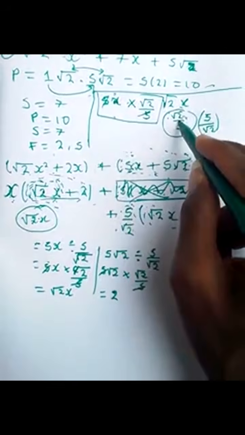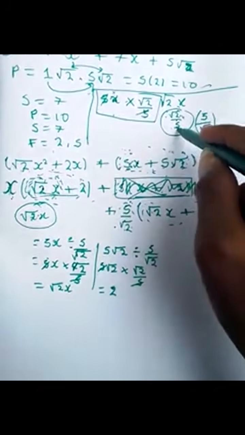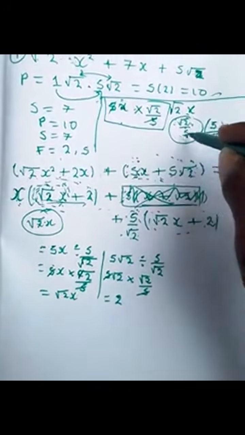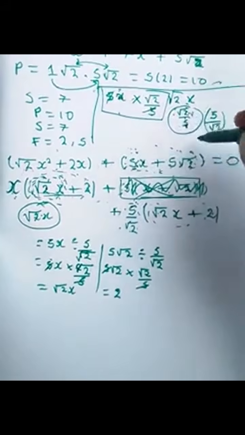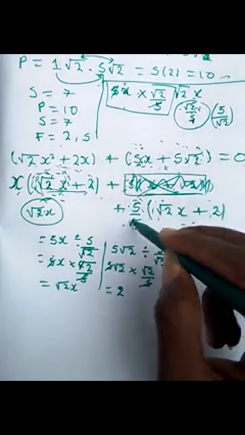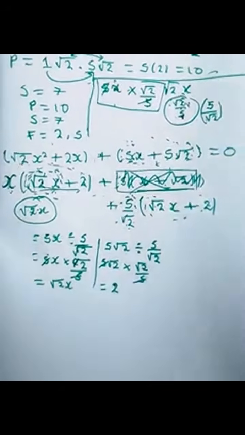I got this number. But again, I won't write this value because I'll be dividing. So I had to swap them. The one on the denominator went on the numerator. The one on the numerator came on the denominator. And that was my final value, which I had to write outside here. Now let me write them properly.